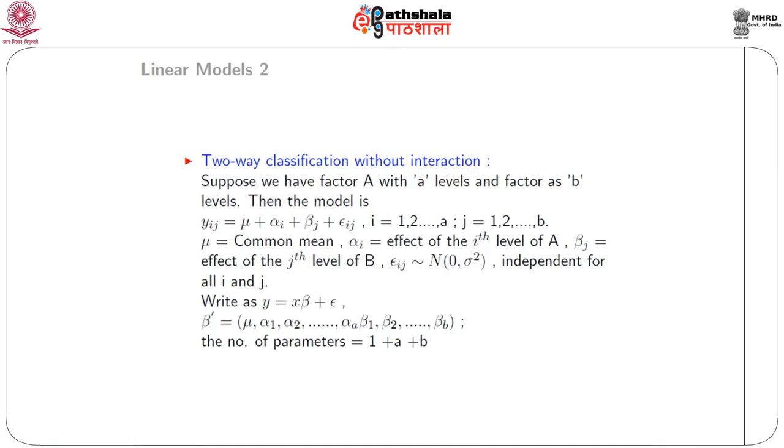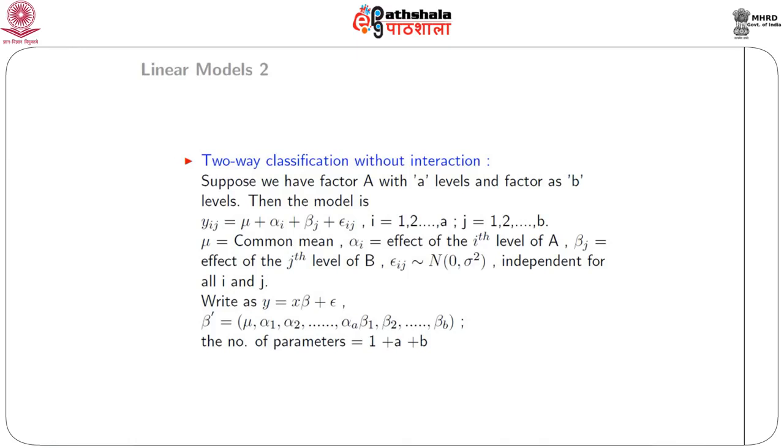Let us understand the meanings of the different symbols used. Mu stands for the common mean or the overall mean effect. Alpha_i is the effect of the ith level of capital A and beta_j is the effect of the jth level of capital B.